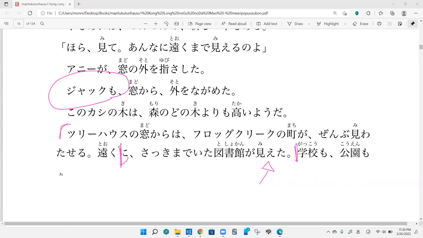Do you know what toku meant? Toku, so it's like long distance. Yeah. So, saki made is a little bit hard. It's a time phrase. Saki made.